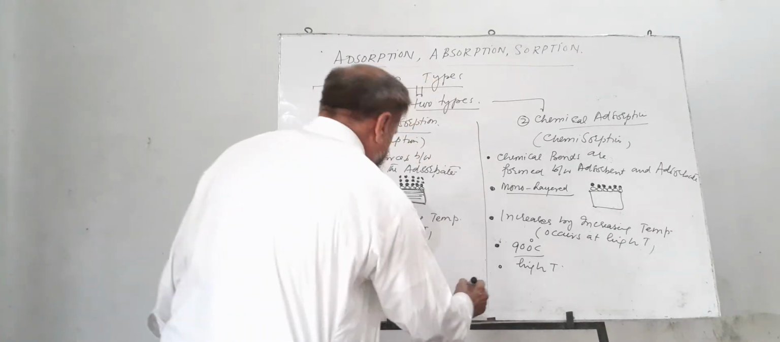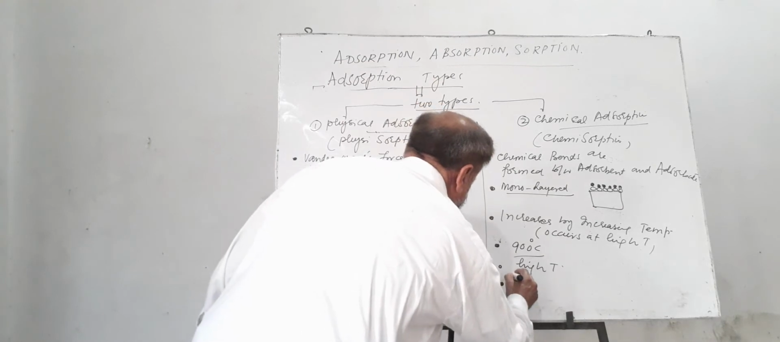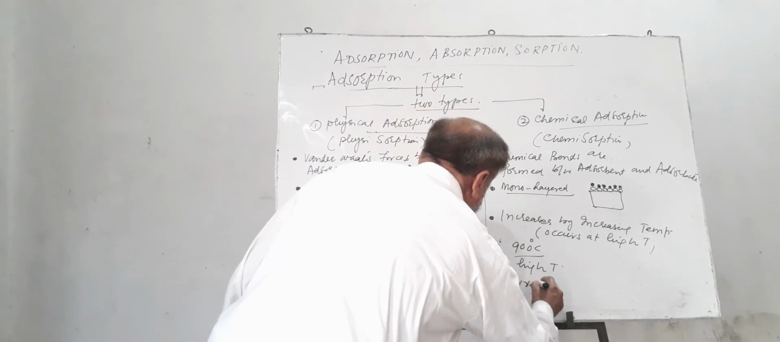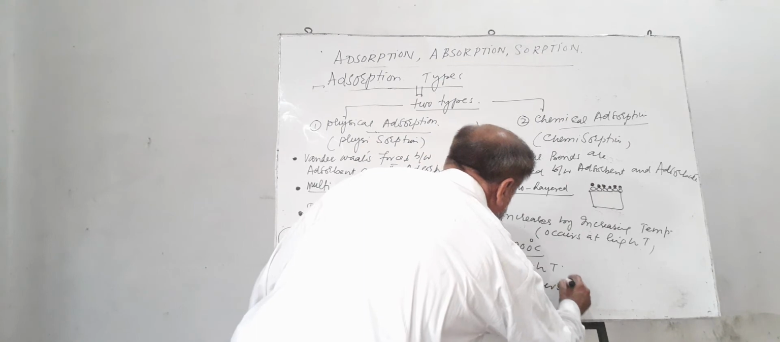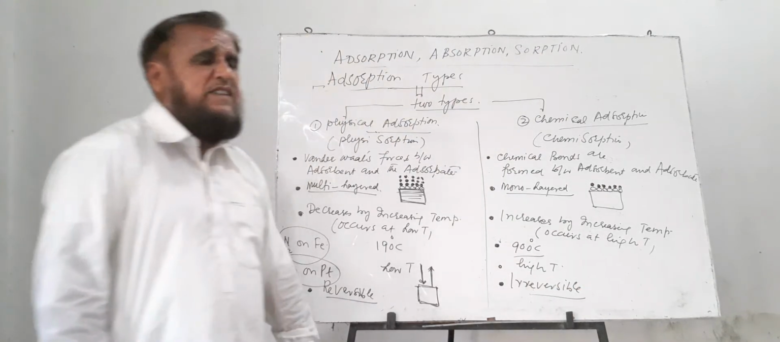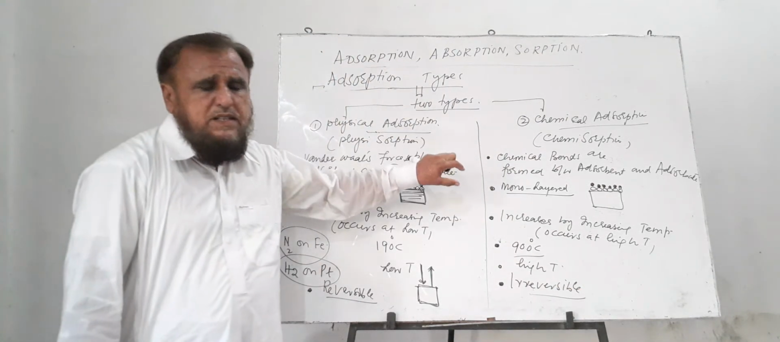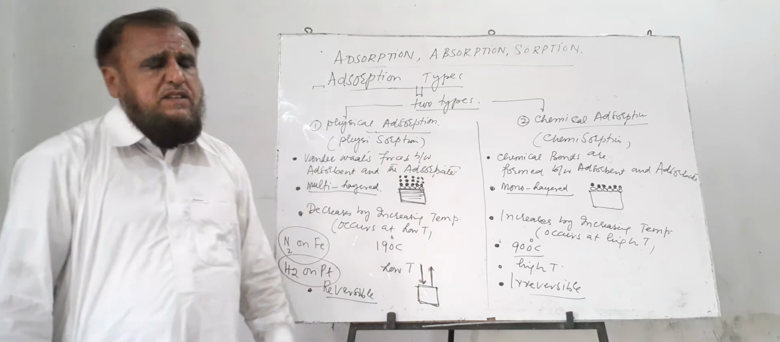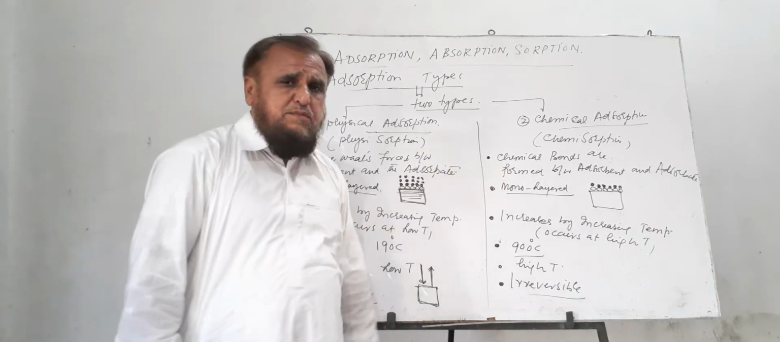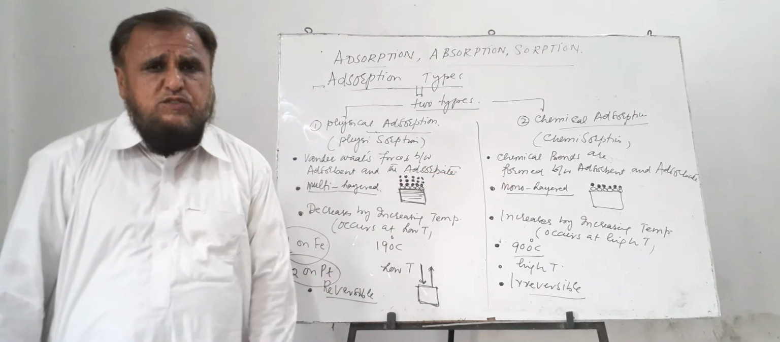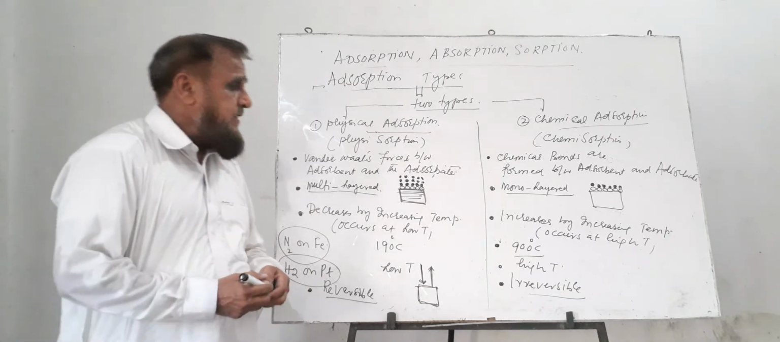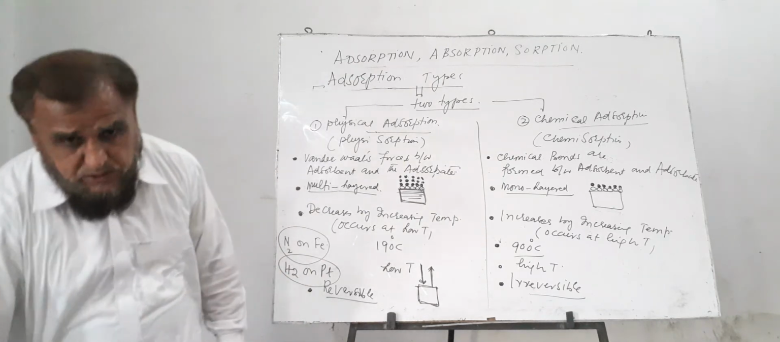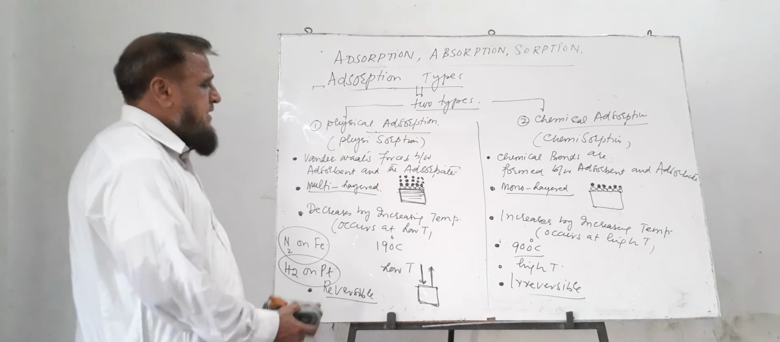Chemical adsorption is an irreversible process and it cannot be reversed. The reason is that a strong bond is present between the adsorbent and the adsorbate, and it is very difficult to break this bond. That is why chemical adsorption is an irreversible process.